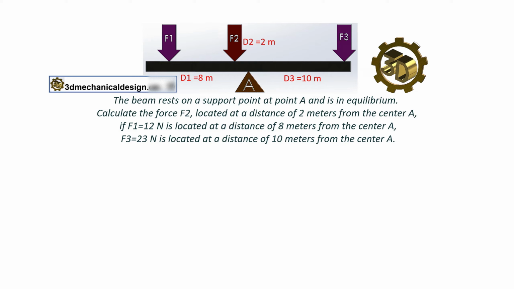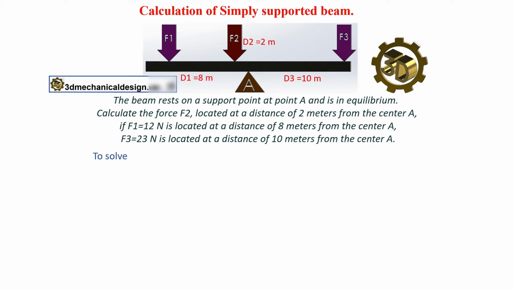Hi. 3D mechanical design. Calculation of simply supported beam. The beam rests on a support point at point A and is in equilibrium. Calculate the force F2 located at a distance of 2 meters from the center A. If F1 equals 12 newtons is located at a distance of 8 meters from the center A. F3 equals 23 newtons is located at a distance of 10 meters from the center A.